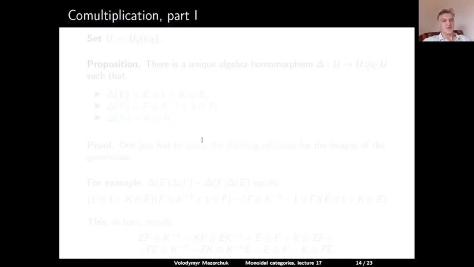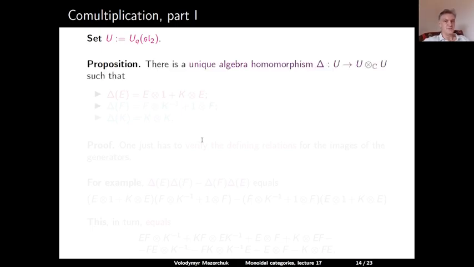So now we have discussed U_q(sl_2) as an associative algebra. Let us go further in the definition of it as a Hopf algebra. Let us define the comultiplication. So for simplicity, we now denote the quantum algebra U_q(sl_2) simply by U. Proposition: there is a unique algebra homomorphism Delta from U to U tensor U, which sends E to E tensor 1 plus K tensor E, which sends F to F tensor K inverse plus 1 tensor F, and which sends K to K tensor K.